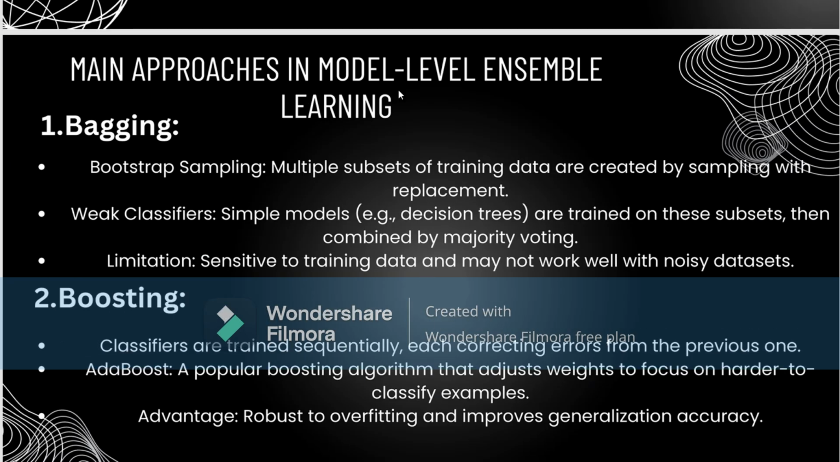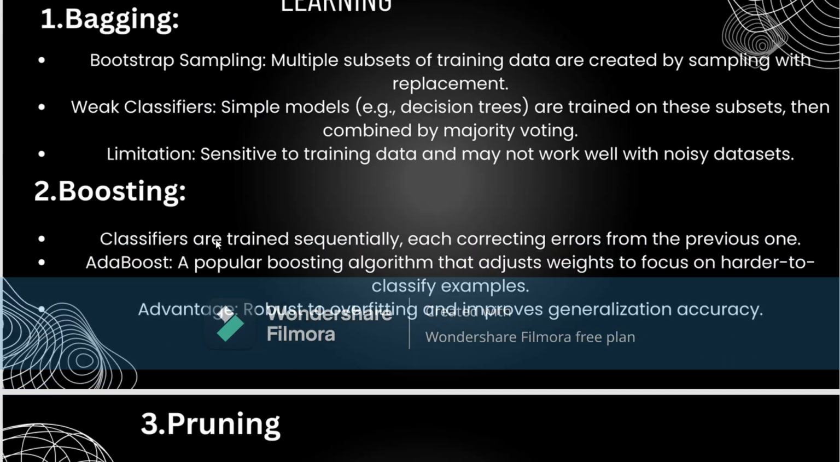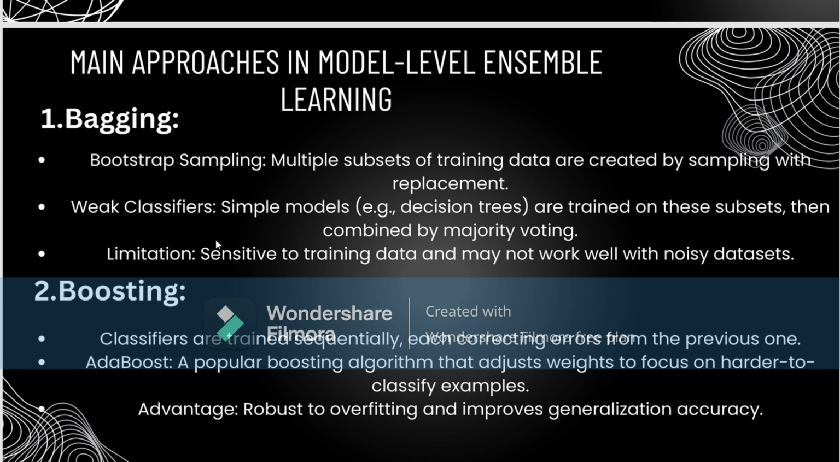Let us see the main approaches in model level ensemble learning. There are three approaches: bagging, boosting, and pruning. In bagging, we take bootstrap sampling. Multiple subsets of training data are created by sampling with replacement. It's randomly taken, and weak classifiers are trained. Weak classifiers are the simple models that are trained on these subsets. They are combined by majority voting, where the majority prediction gives the final prediction. Limitation: it is sensitive to training data and may not work well with noisy datasets.